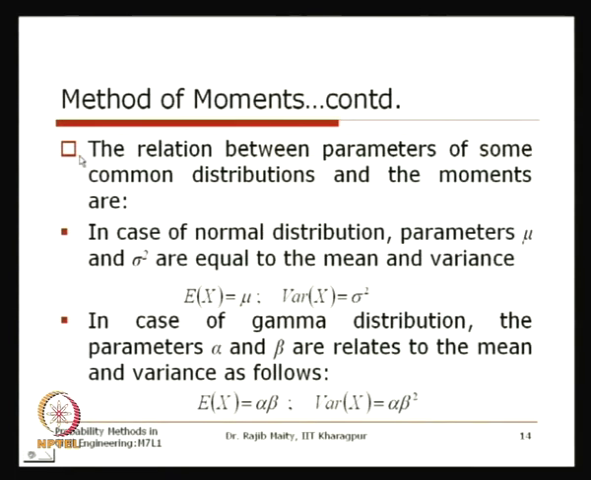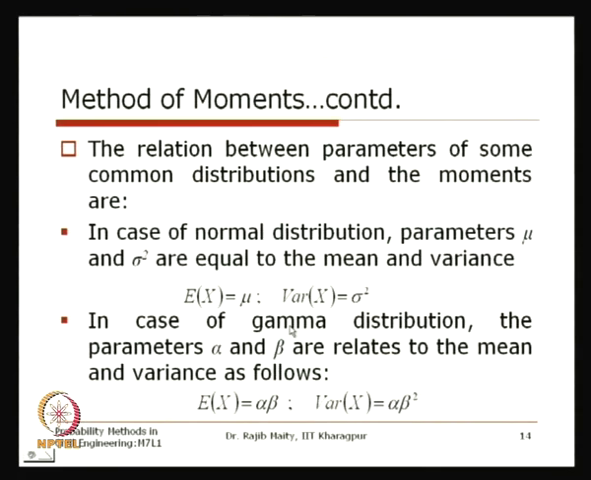Now the relation between the parameters of some common distributions and the moments: for example, here we take the normal distribution first. There are two parameters that you know, mu and sigma square, which are equal to the mean and variance like this. So the expectation of x is equal to the mean and the variance is equal to sigma square. So what you can see is that we can directly use whatever estimates we have obtained and put them here to get the population mean and the population variance.